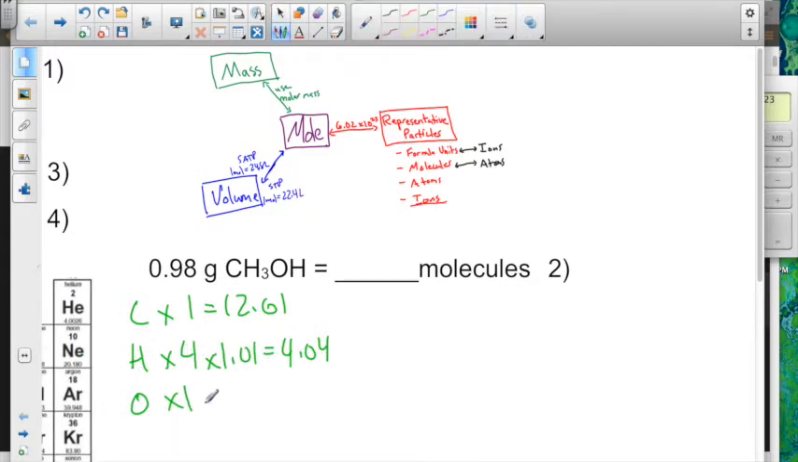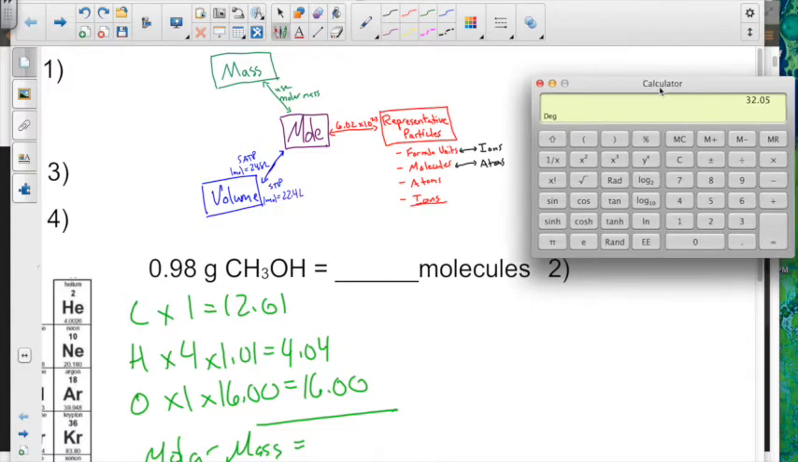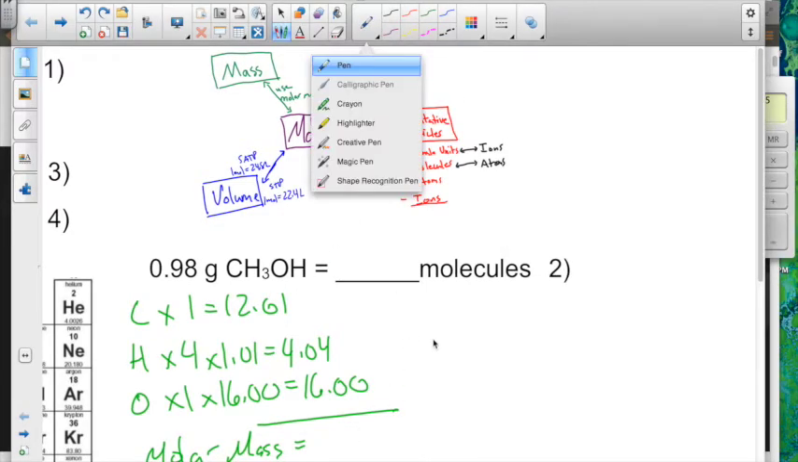So that means that we have 1 times 16.00, and then we add all these up to get our total molar mass. Molar mass is going to be equal to, let's grab our calculator here. So we have 12.01 plus 4.04 plus 16.00. So now we know that we have a total molar mass for this molecule of methanol. We know that's 32.05. So that was the first step that we should have done.